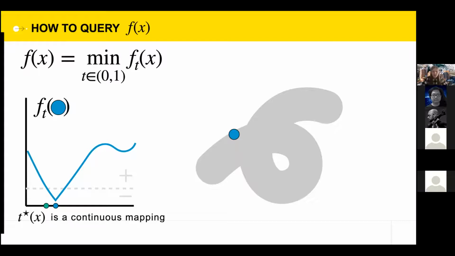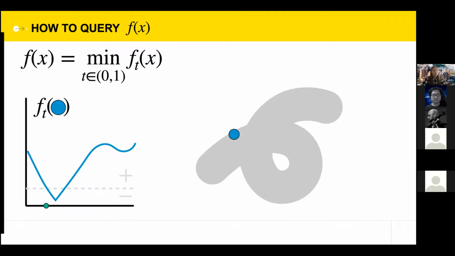And I need to put a disclaimer here. It's actually almost everywhere continuous. And there are some considerations that we need to add to our algorithm to account for those measure zero regions when it's not continuous. I won't get into them now. They're just an addition to our algorithm. You can Control F on our paper for backtracking, and you can see what I mean, but I'm not going to get into it now. So T star is a continuous mapping.